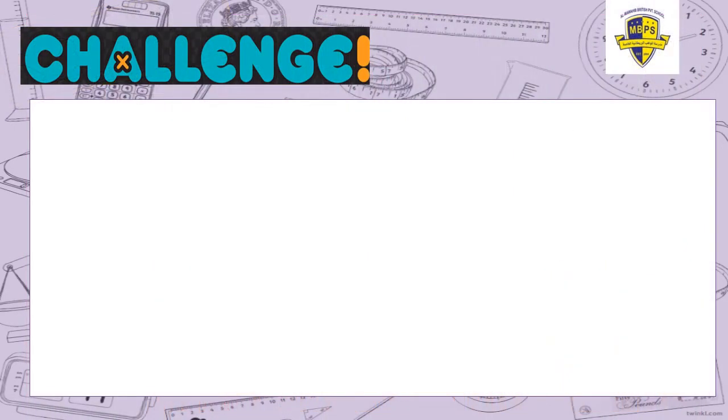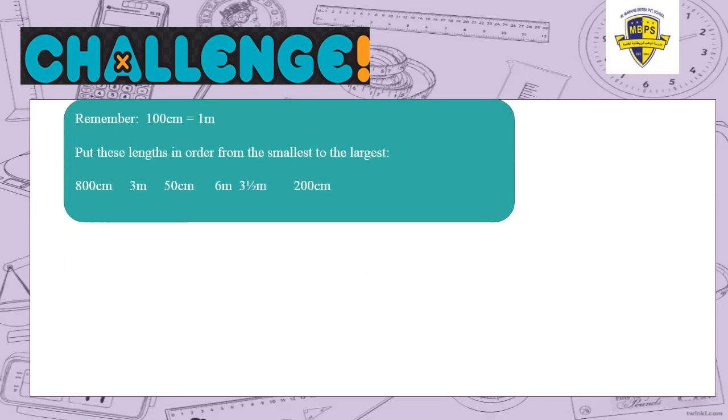Now let's practice the challenge question. Put these lengths in order from the smallest to the largest. The lengths we have here: 800 centimeters, 3 meters, 50 centimeters, 6 meters, 3.5 meters, 200 centimeters.